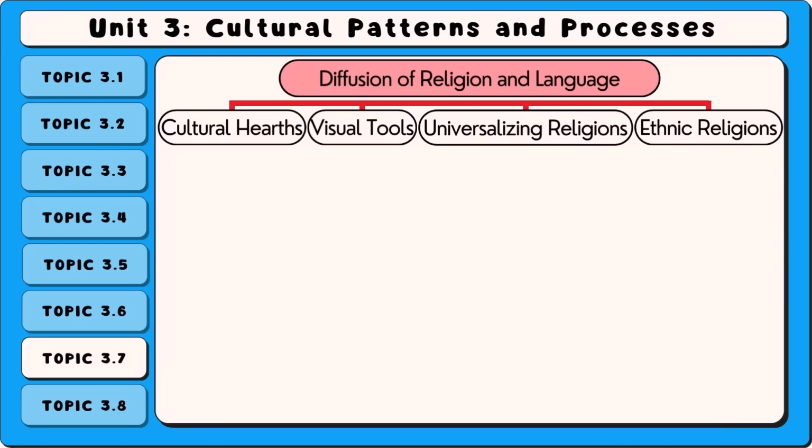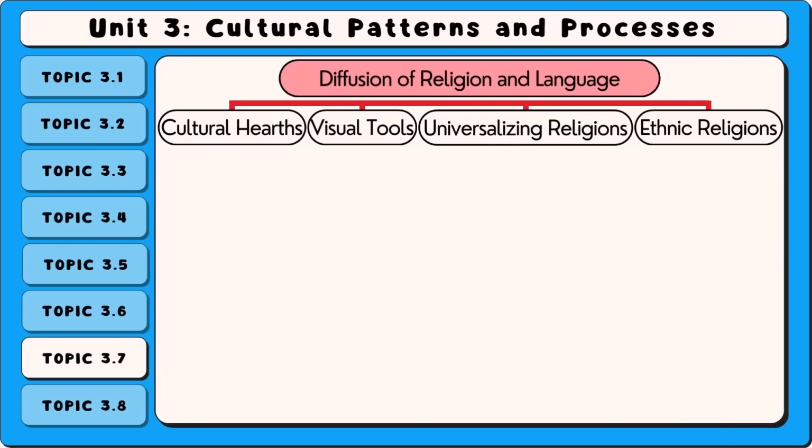In this lesson, we will explore how language and religion spread across space from their places of origin. First, we'll examine how languages and religions diffuse from cultural hearths. Then we'll look at how the spread of language families and religious patterns can be shown on visual tools like maps. Finally, we'll look at how universalizing religions and ethnic religions each follow different diffusion paths.